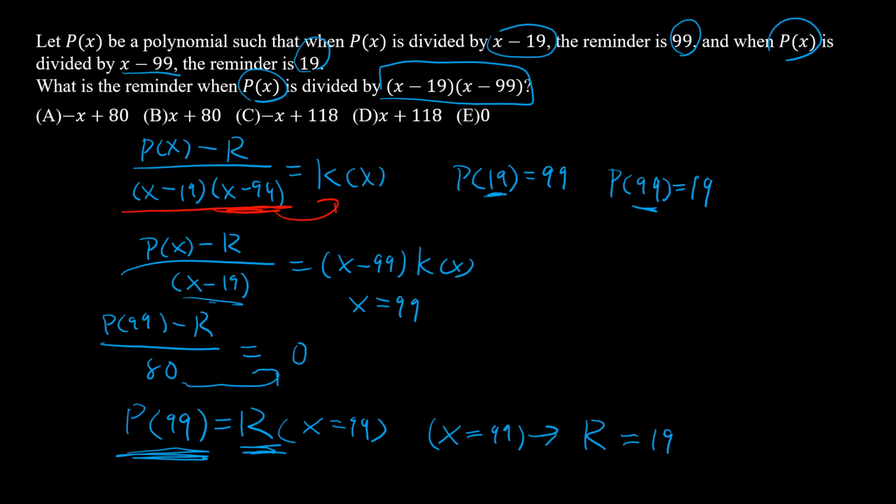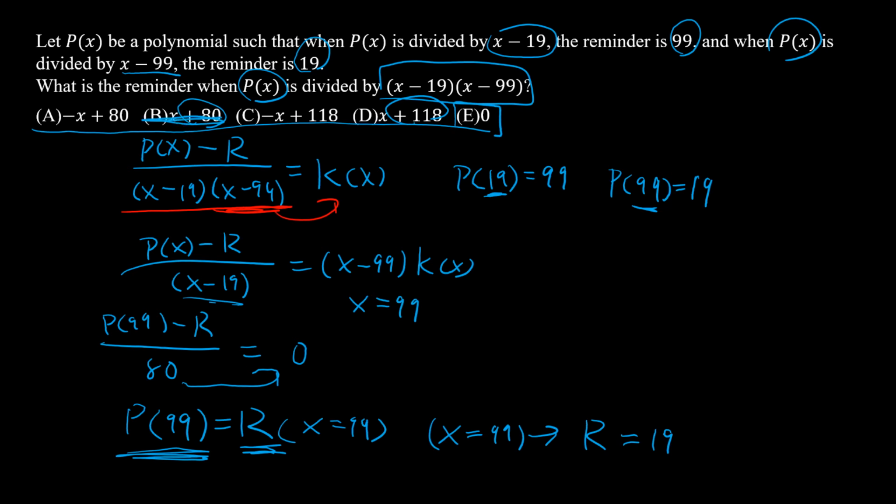What we have here are 4 answers. Can it be 0? No, it can't, because we already know the remainder is 19. If it's 0, it would be constantly 0, right? It has to be something in terms of x. So can it be a positive x? No, because we plug in the positive 99 and it gets us 19, which makes it smaller. So definitely it's not positive, because another constant is positive, it would only make it larger. So it can be either A or C.